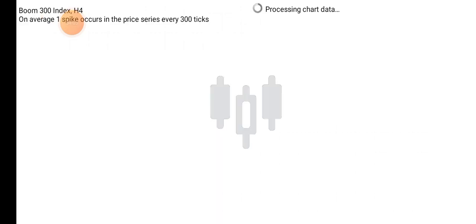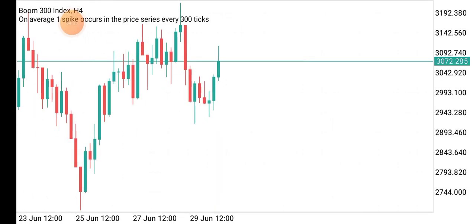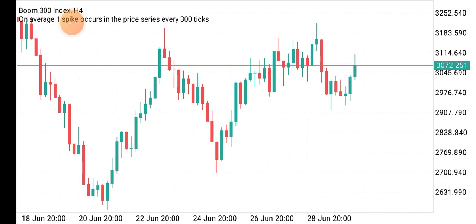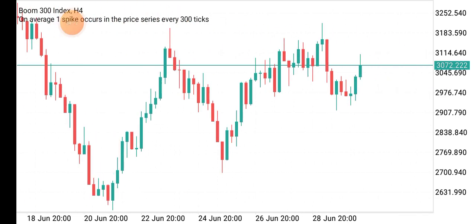Then if you also go to the 4 hourly time frame, you will see that we have this pattern here.